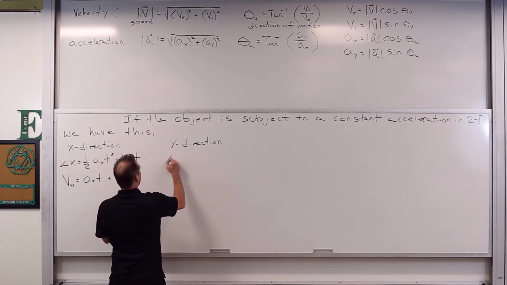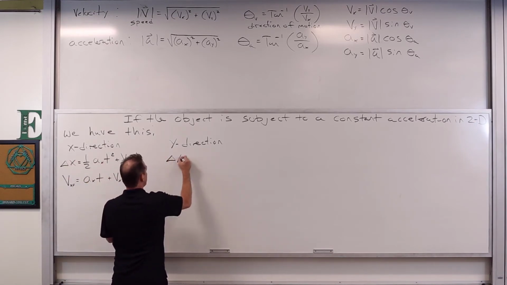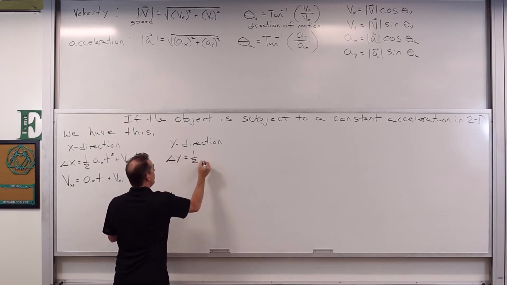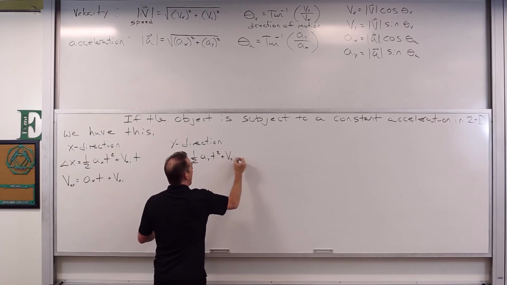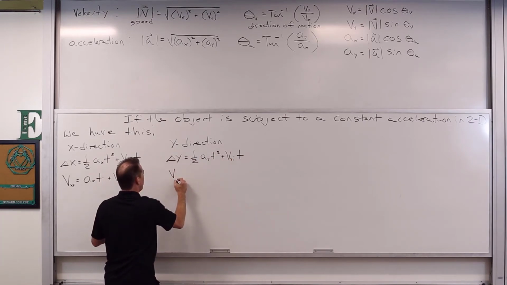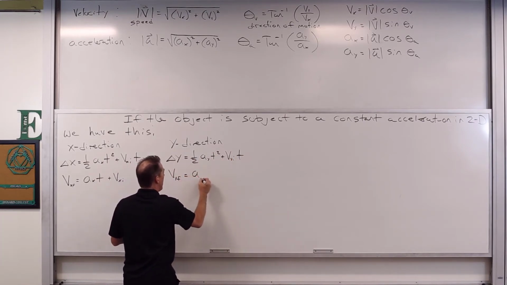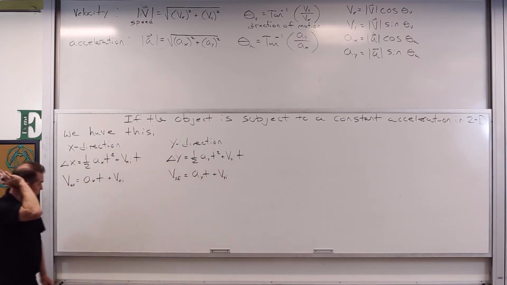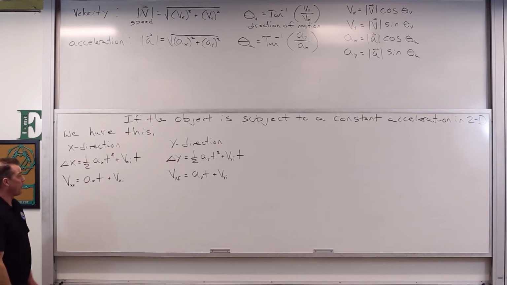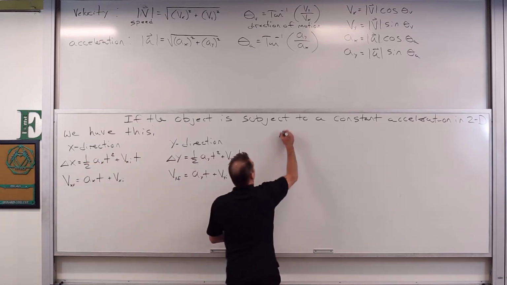So what do we have? Well, in the y direction, we'd have the same sort of form of these expressions. We'd have delta y is equal to 1/2 a sub y t squared plus v yi times t, and vy final is equal to ayt plus vy initial. Those would be the two fundamental time-dependent expressions for the y direction. So what does that do with everything? Well, now we'd have this.